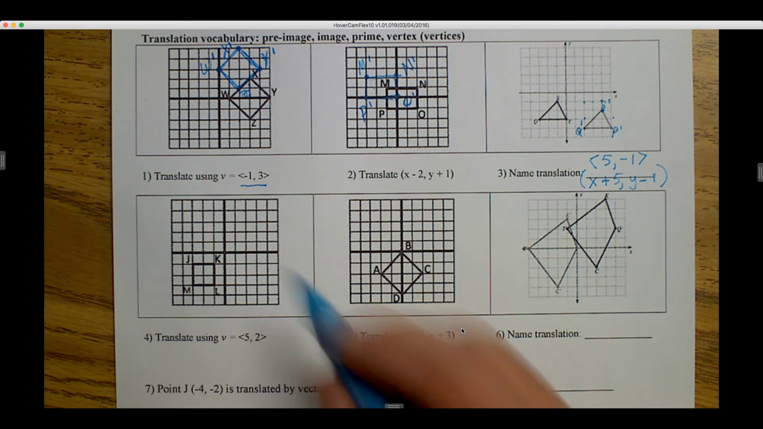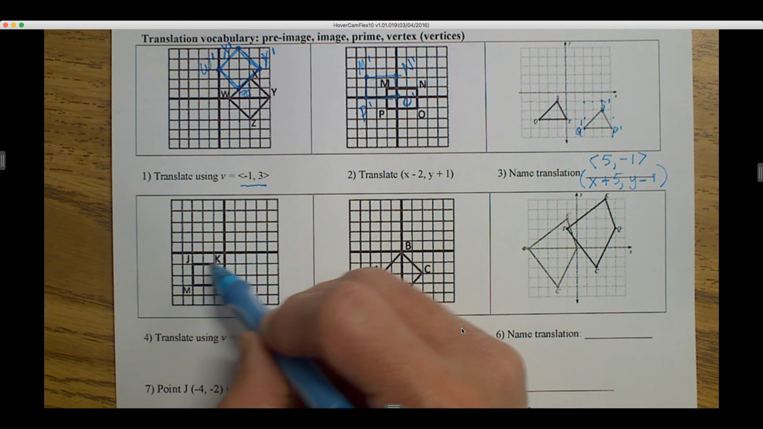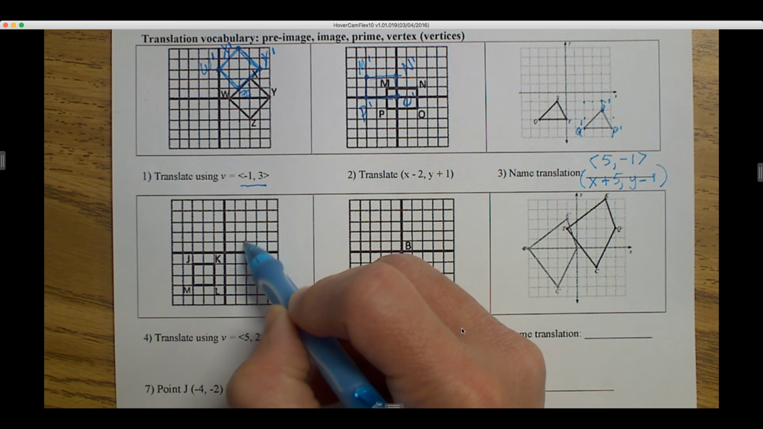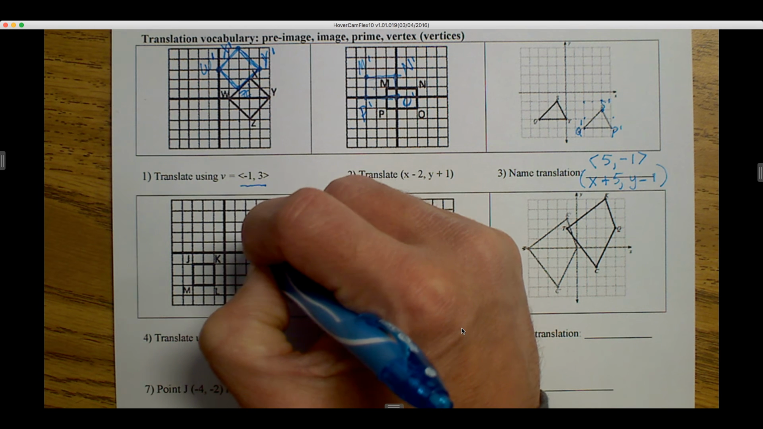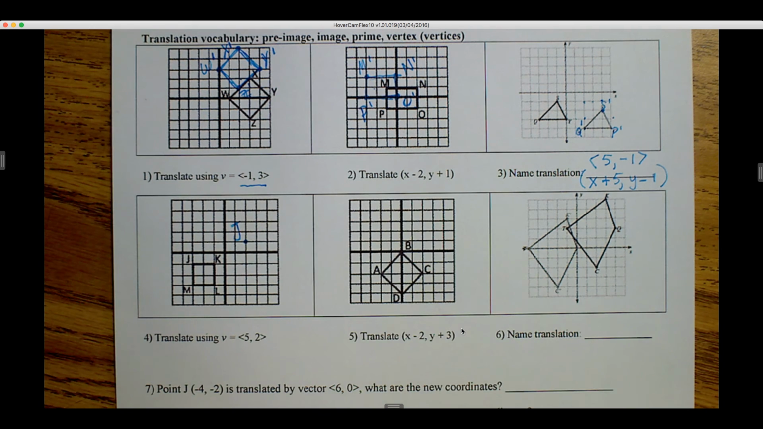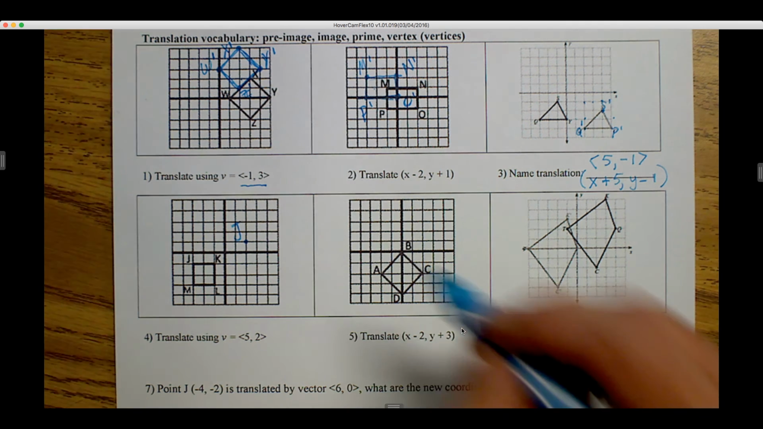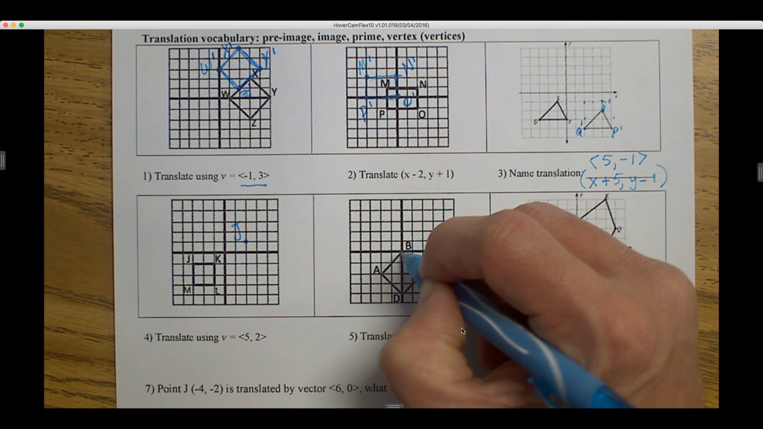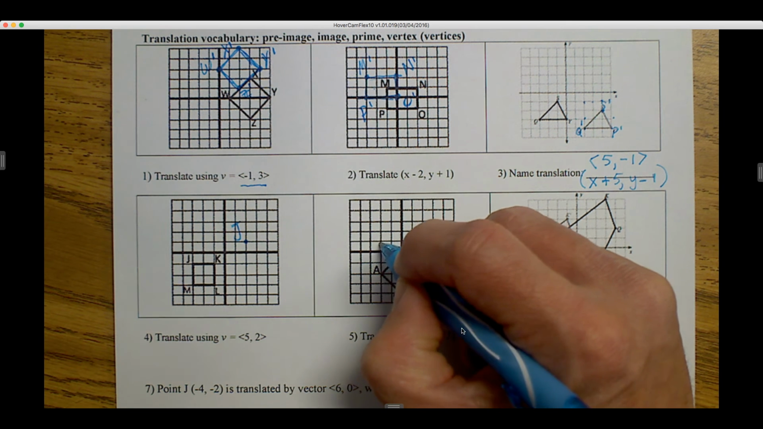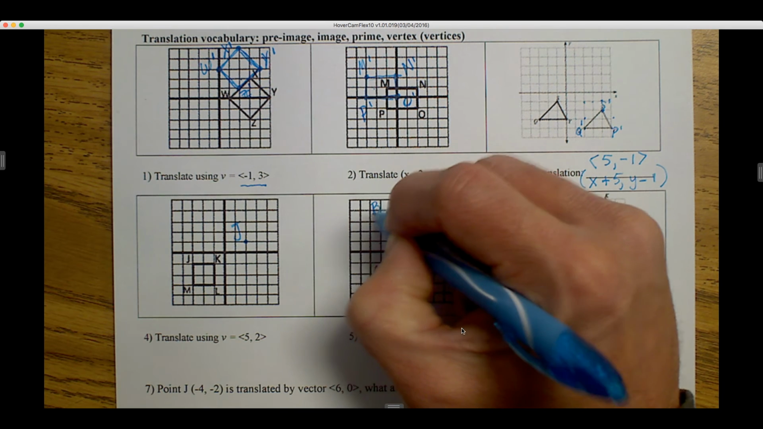And I'll start you off on the first one, J. I'll just group J. 5 to the right, 1, 2, 3, 4, 5 to the right, 1, 2 units up. And this would be J prime. Why don't you continue with K, L, and M? For the fifth example, x minus 2, y plus 3, I'll do B. X minus 2, 2 to the left, 1, 2, 3 up, and this would be B prime.